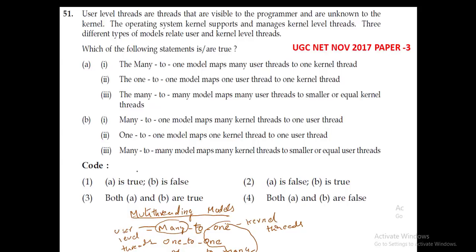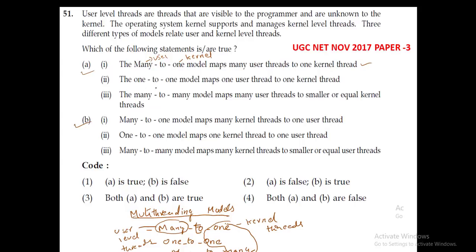Now see the question here. He has given the question in two parts. One is called A and the next one is called B, right? The many to one model maps many user threads to one kernel thread. See the first word here, it is many. This many is related to the user threads, and the other word is related to the kernel threads. So many user threads to one kernel thread, that is the right one.